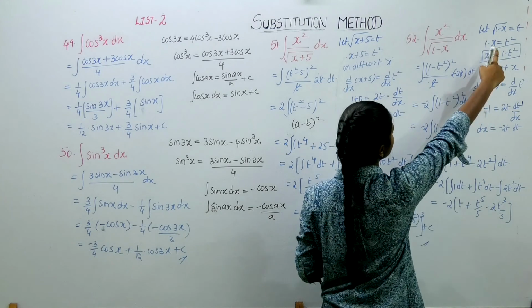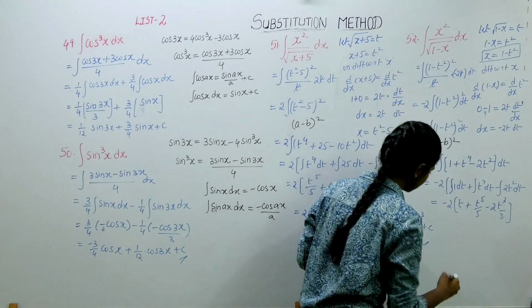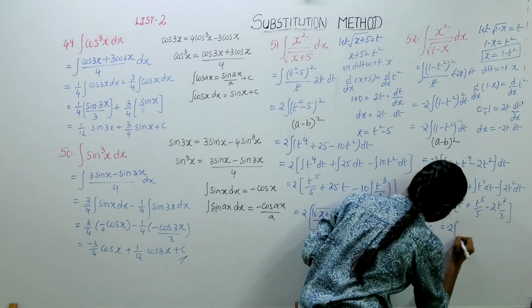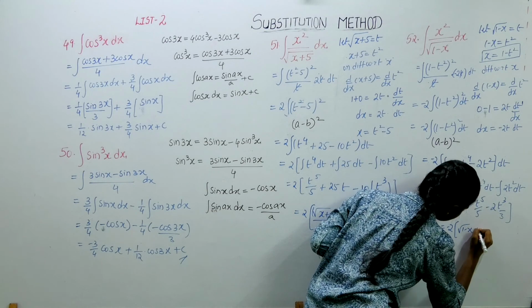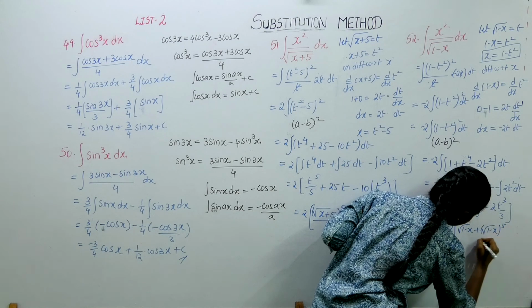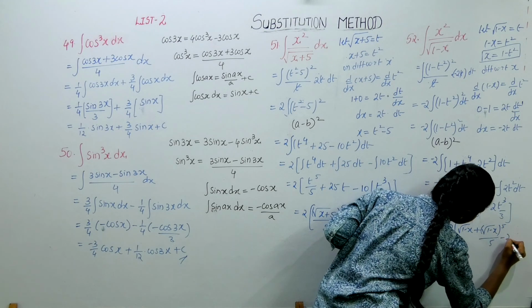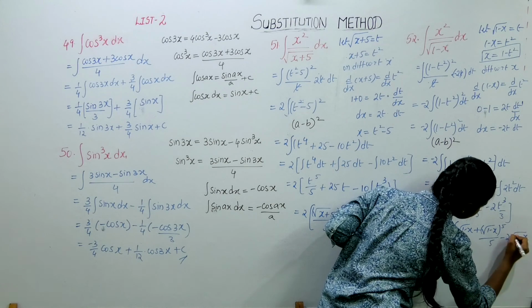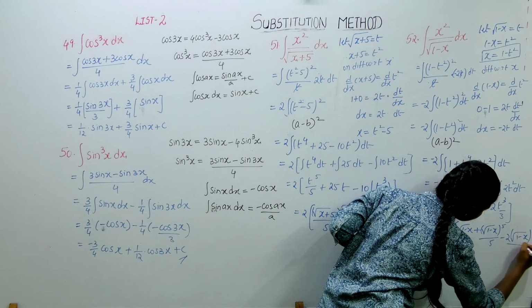What is the value of t? Root of 1 minus x. Minus 2 into root of 1 minus x plus (root of 1 minus x) whole power 5 by 5 minus 2 (root of 1 minus x) whole cube by 3.